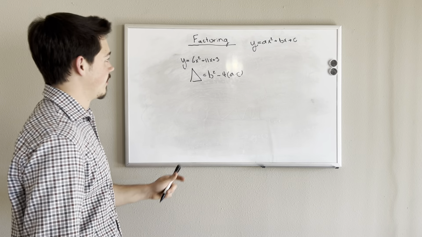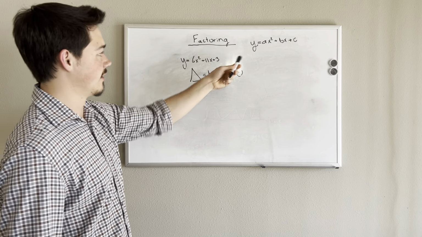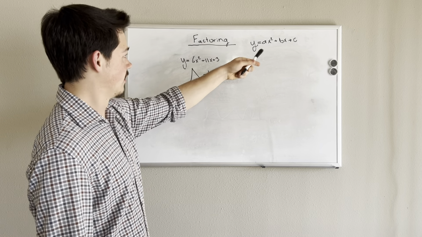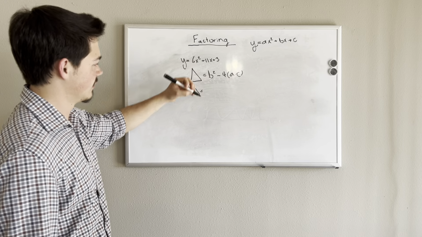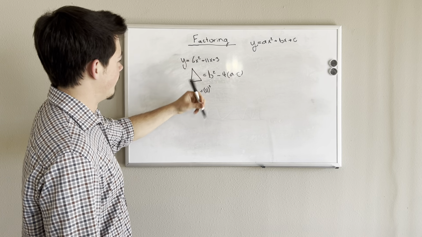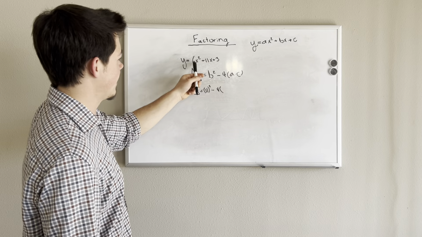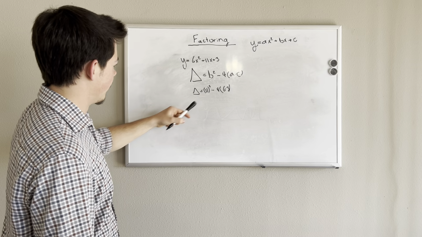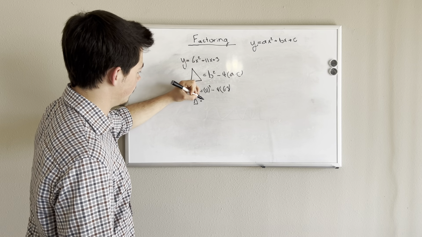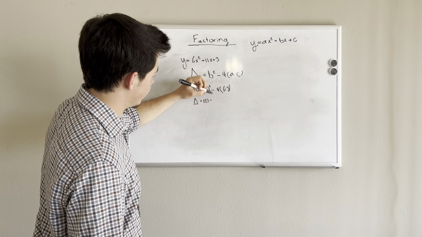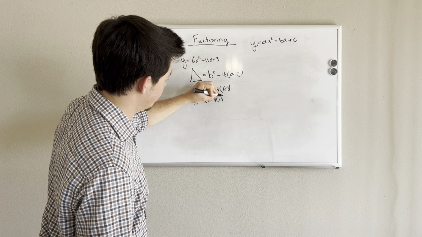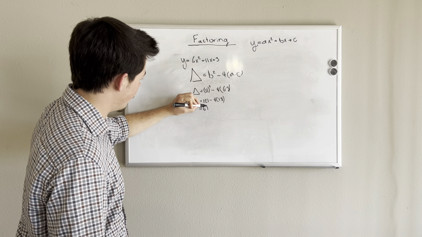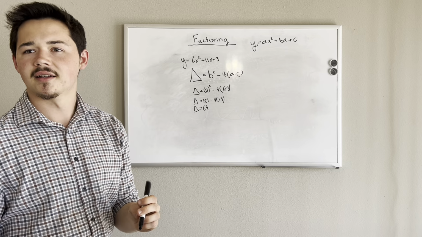So we want to substitute our values for this example in and determine if this is factorable or not. So first we have delta is equal to b squared, which is the coefficient in front of our x, so that's 11 squared, minus 4 times a times c, which is 6 times 3. So for us, that gives us delta is equal to 121 minus 4 times 18, which I believe ultimately gives us 64.